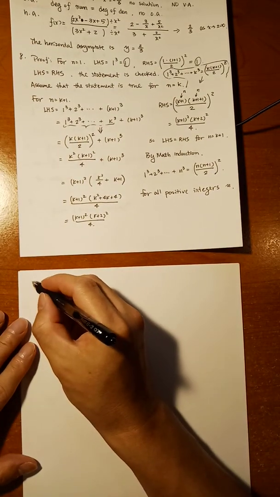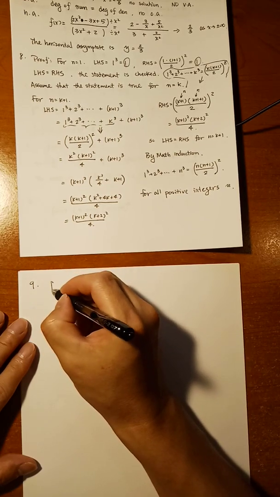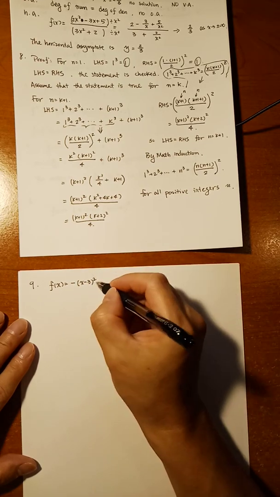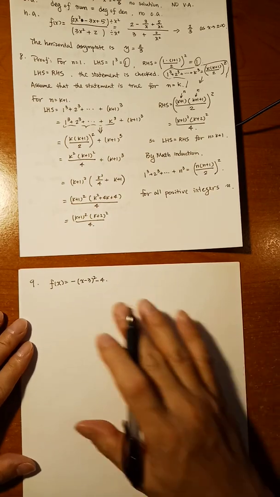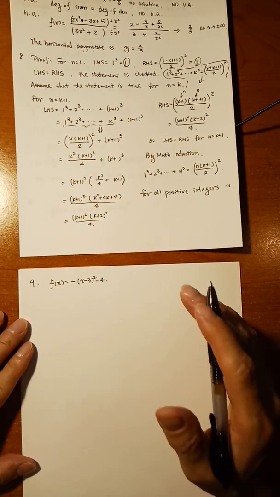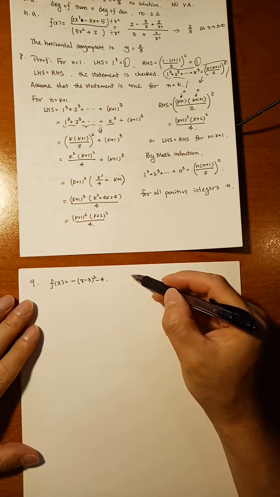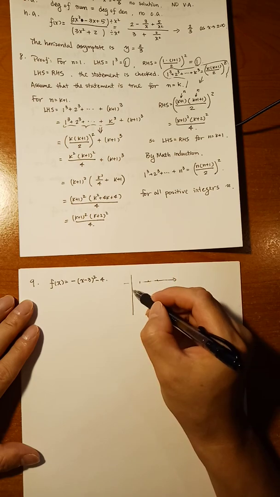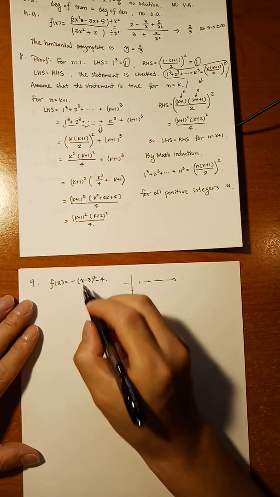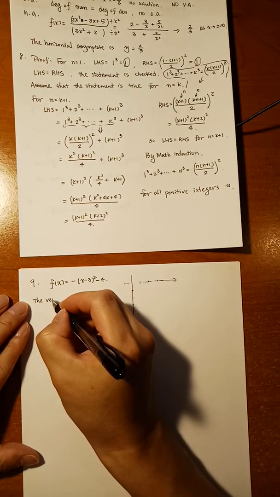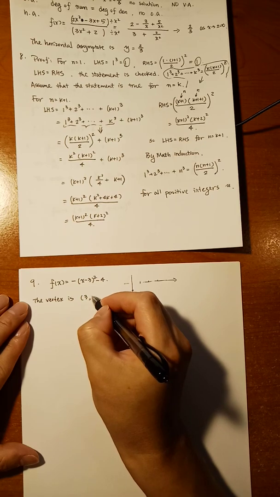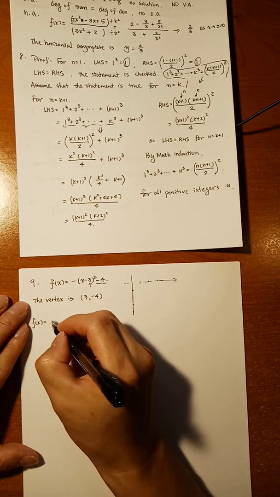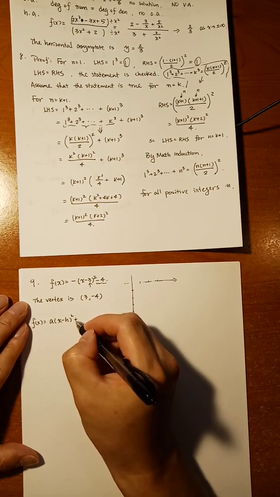Problem 9. We have the quadratic function f(x) equals negative (x minus 3) squared minus 4. We want to determine the increasing and decreasing intervals and the condition over some given interval. From here, we know the vertex is (3, negative 4). So remember that f(x) is equal to a(x minus h) squared plus k. It has to be minus h and plus k.